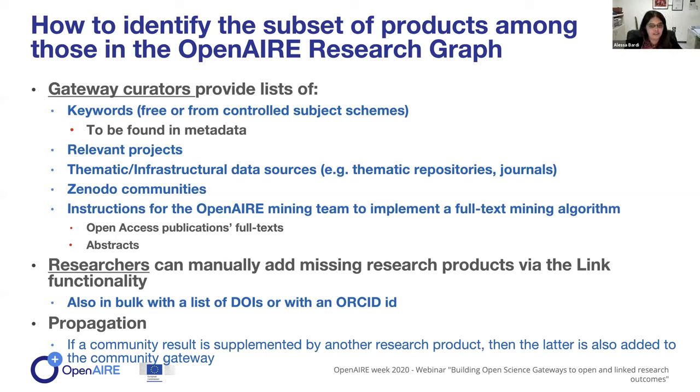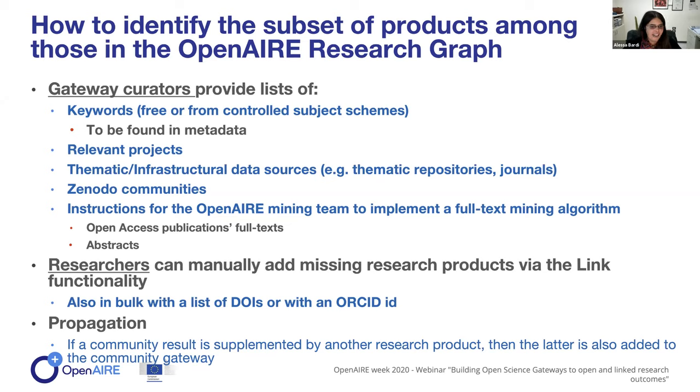So the OpenAIRE research graph is analyzed and some criteria are applied in order to find the products that are relevant for a specific community. And these rules are provided by gateway creators, who are experts in the field, experts of the community. So they can provide a list of keywords, a list of relevant projects, relevant data sources, which can be managed by the infrastructure or thematic. They can provide a list of Zenodo communities and the instructions for the OpenAIRE mining team for the implementation of the algorithm. These algorithms will be run on the abstracts and on the full text of open access publications.